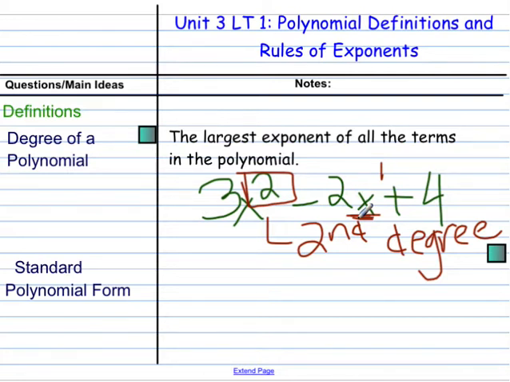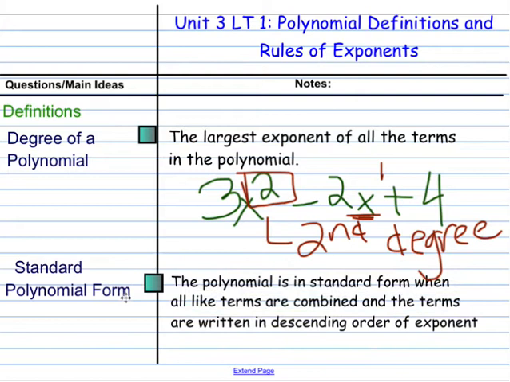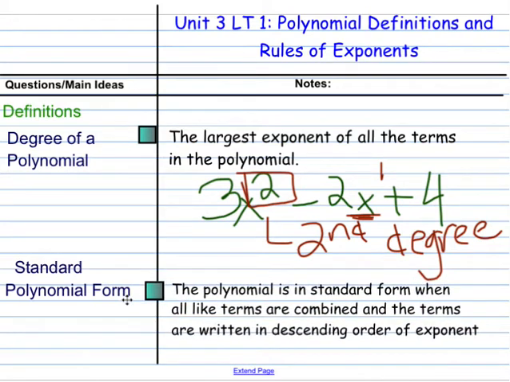Let's take a look at what the standard form of a polynomial is. So I'm going to go ahead and bring that down. A polynomial is in standard form when all like terms are combined and the terms are written in descending order of the exponent. So it needs to be written in descending order.